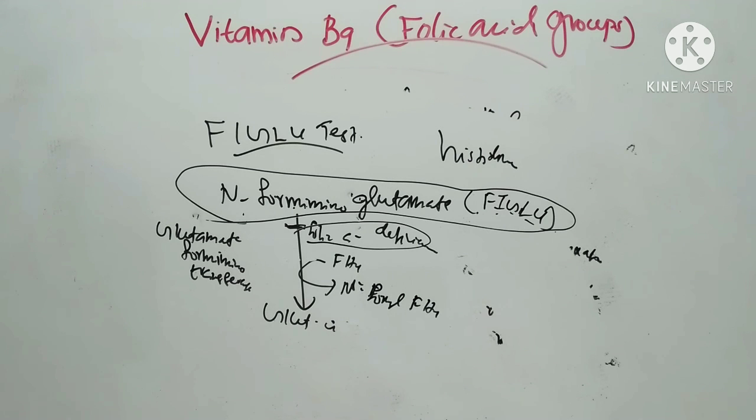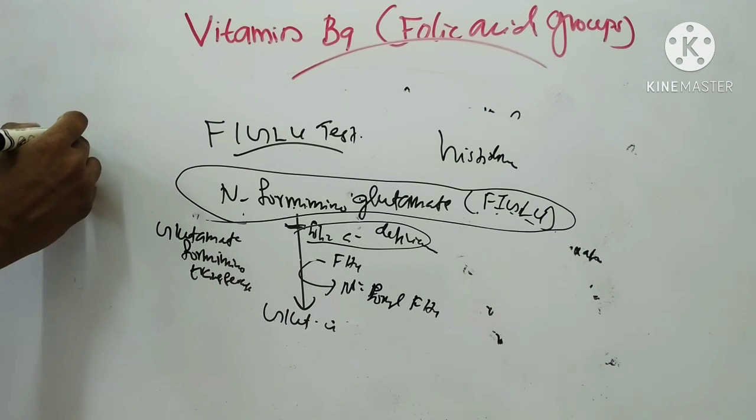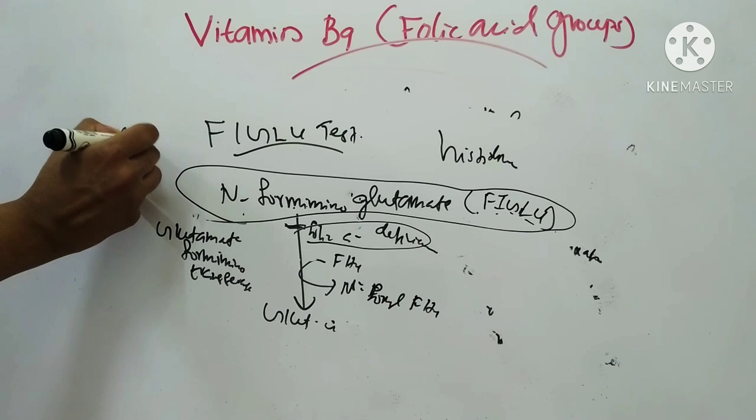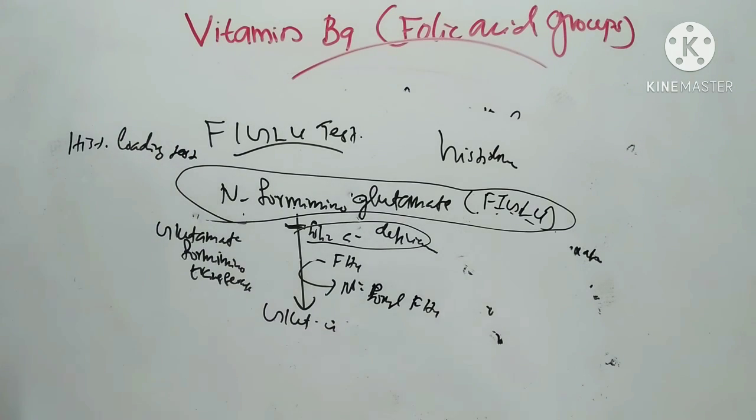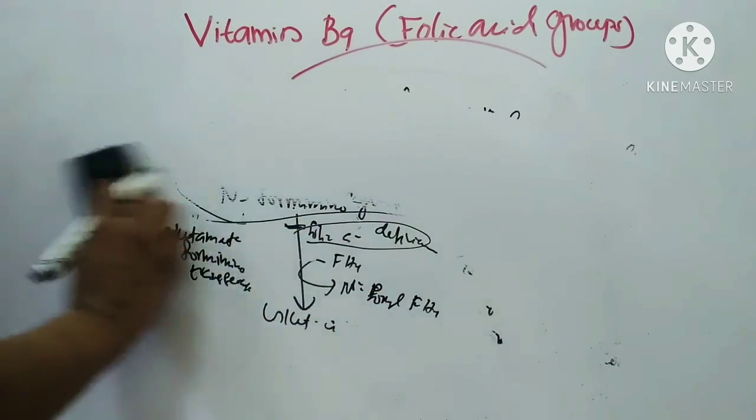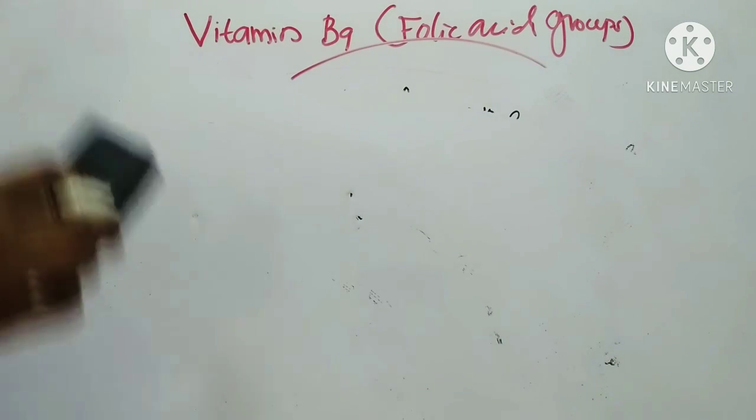Then, when a loading dose of histidine is given, the excretion of FIGLU in urine is increased further. That is called the histidine loading test. So we can increase the excretion of FIGLU. That is the FIGLU test, which is used for the detection of folic acid deficiency.